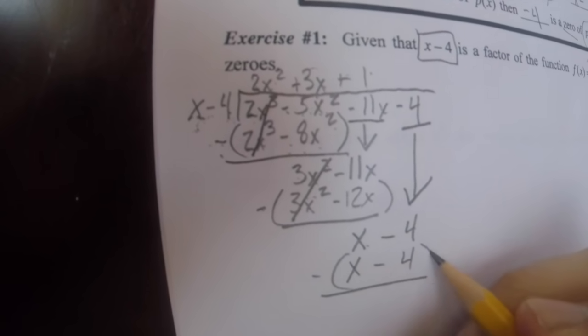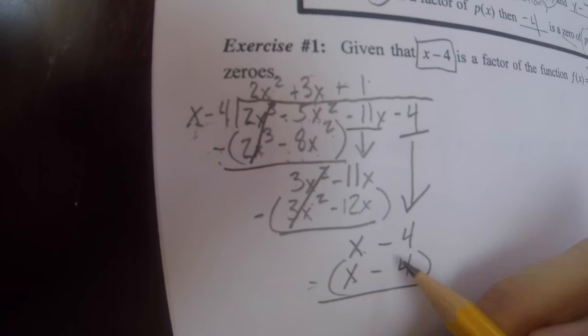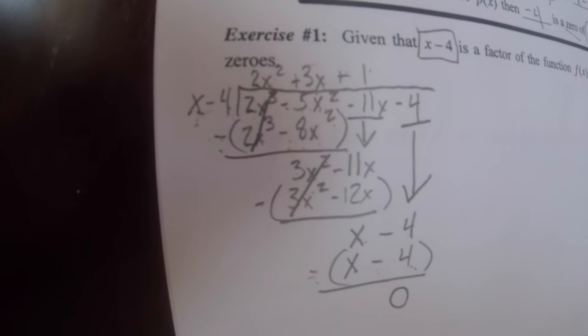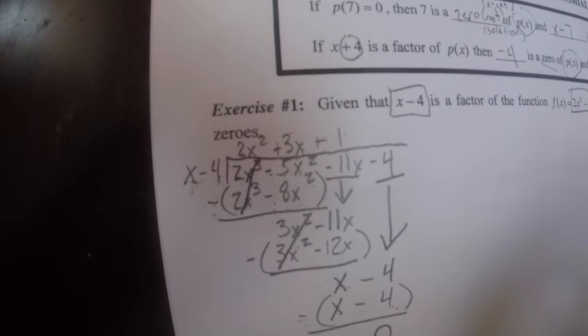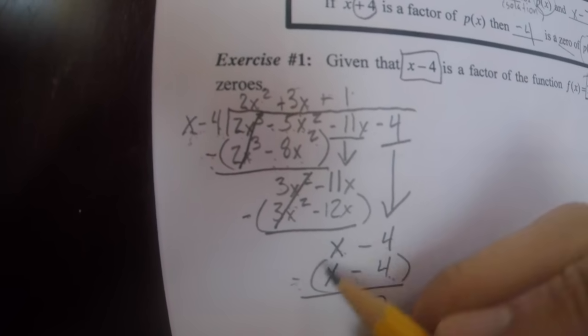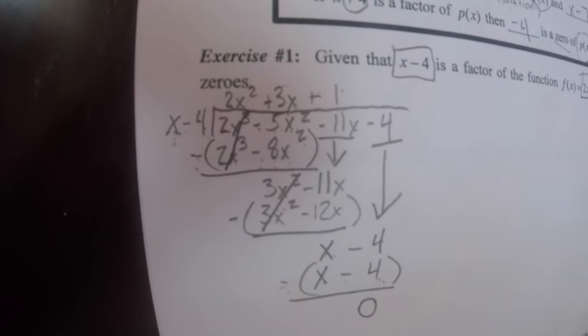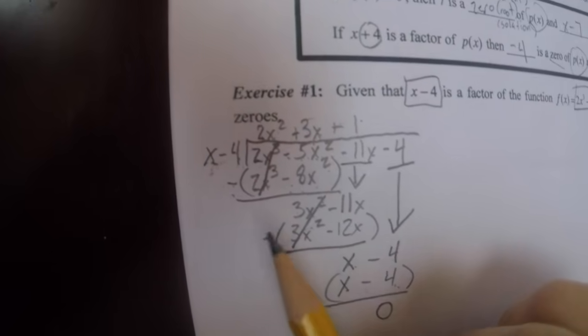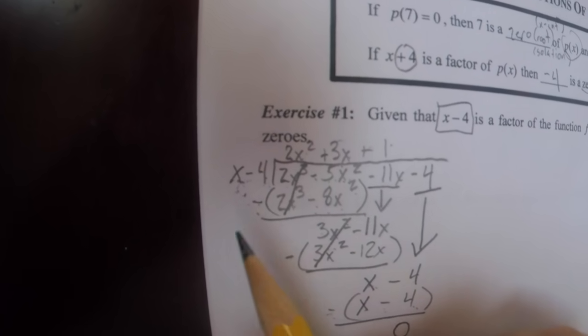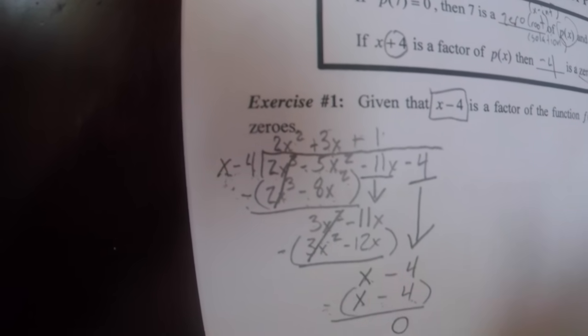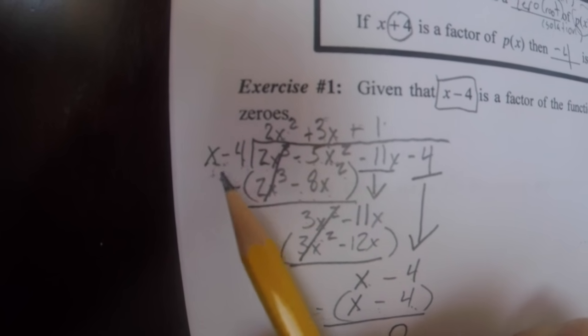And what's going to happen here when I subtract this out? x minus x is 0. Negative 4 minus negative 4 is 0. Okay? So, what does this mean? It means there's no remainder because we're done. Okay, we're not left with anything down here. As soon as I get to 0 and we're out of terms, that means there's no remainder, which is good. This means that x minus 4 times 2x squared plus 3x plus 1 equals this polynomial here. Okay, that means these two are factors of this.